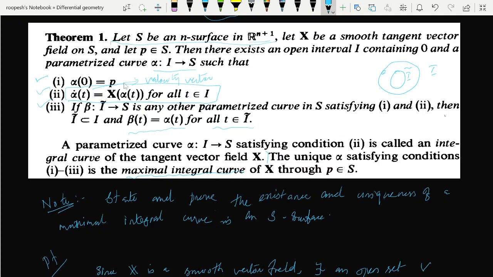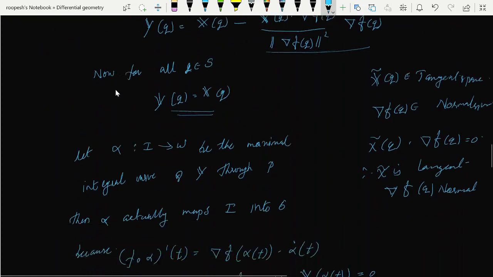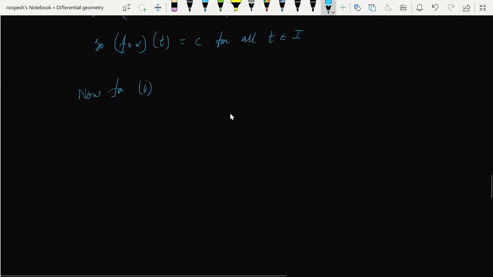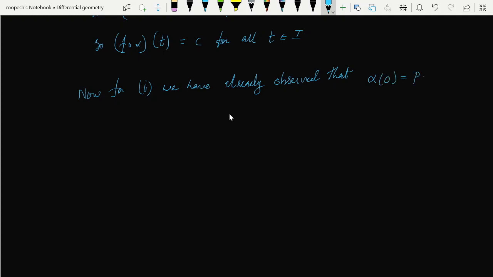Alpha of 0 is equal to p. So for condition 1, we have already observed that alpha of 0 is equal to p.